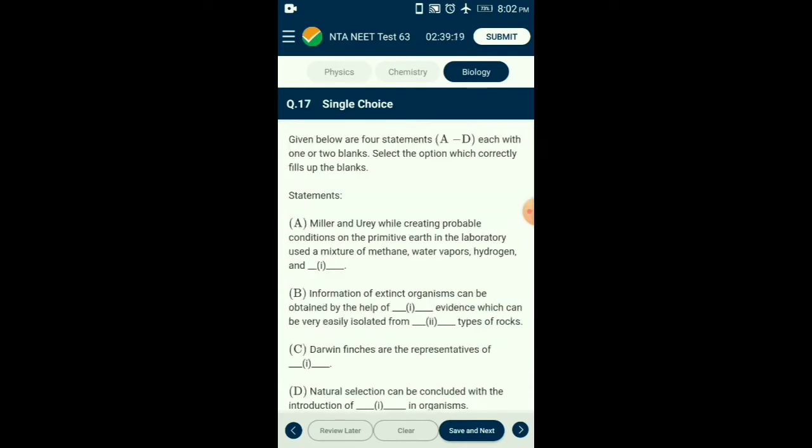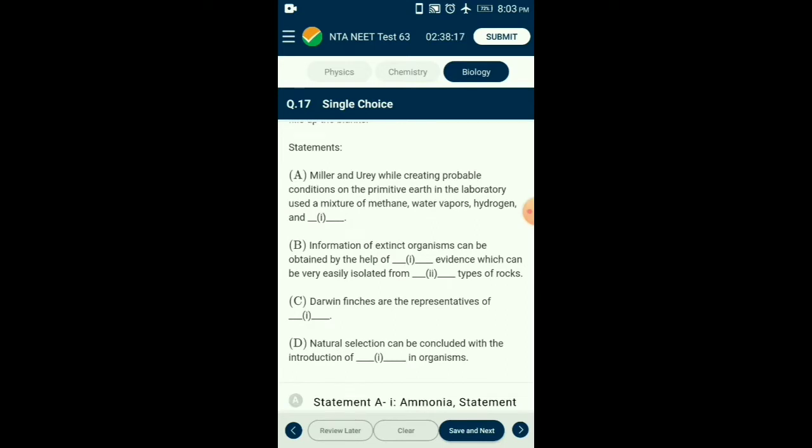Question number 17. Given below are 4 statements from A to D, each with 1 or 2 blanks. Select the option which correctly fills up the blank. Urey and Miller experimentally proved the formation of simple organic compounds from other simple compounds under specified conditions, where they took the methane, ammonia, hydrogen mixture in the ratio of 2:2:1 along with water vapour, heated, and the products were passed through a condenser, which on condensation yielded aqueous and end products.